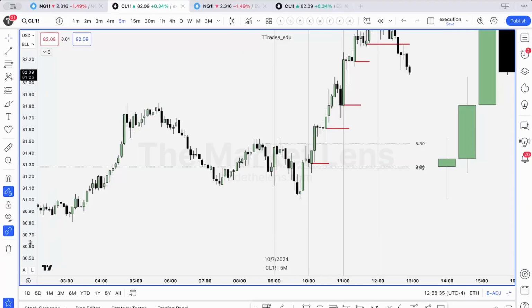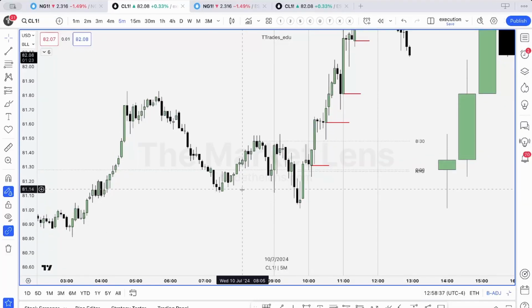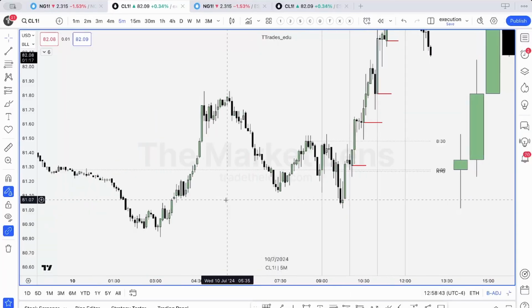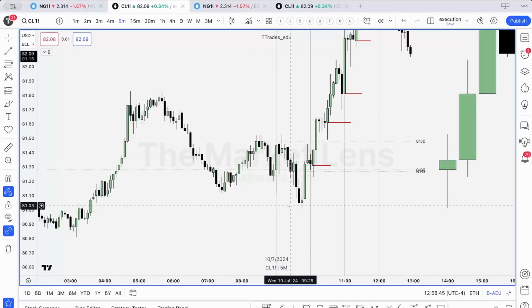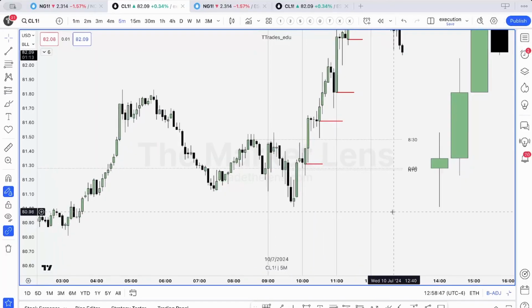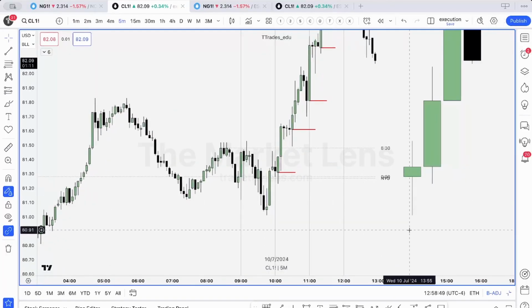Another thing is, generally, I haven't watched oil a ton, but I like to see more 8 to 10 to form a low. That's just what I've noticed, almost like a London close reversal, but I don't really watch it a ton. But hopefully that helped out and answered your question.